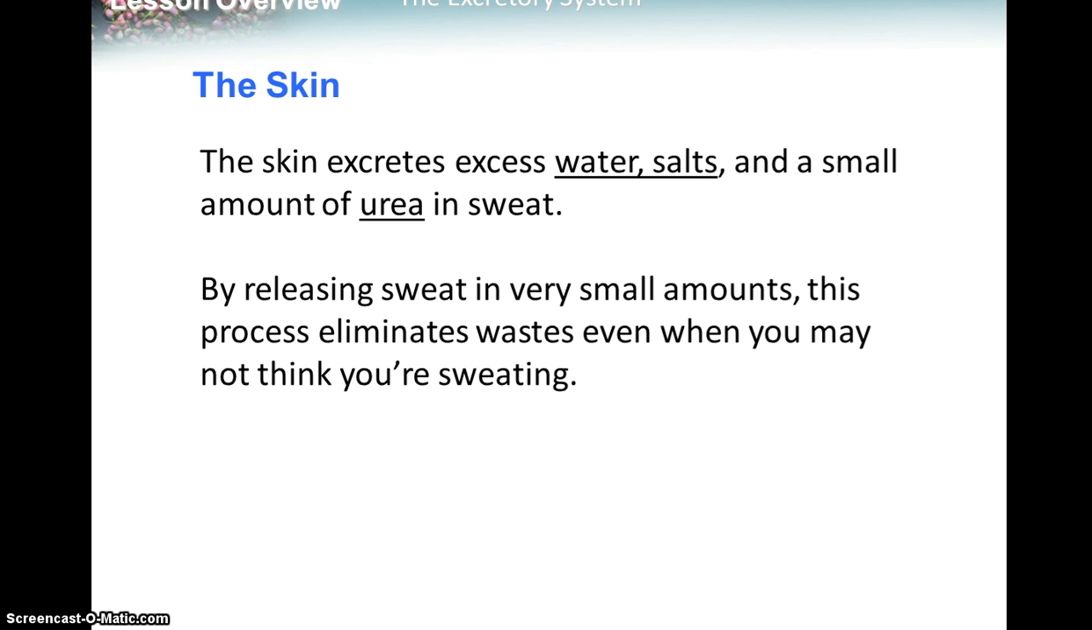So sweat, in very small amounts, because you don't lose a lot of stuff that way, helps to eliminate some wastes. And sweat also has the function of helping your body cool. So sweating isn't an indication that you have excess things to get rid of. It's an indication that your body's hot. You know there's some salt in there if you've sweated a lot and then it dries and you see a little white residue. That tells you there was salt in your sweat.